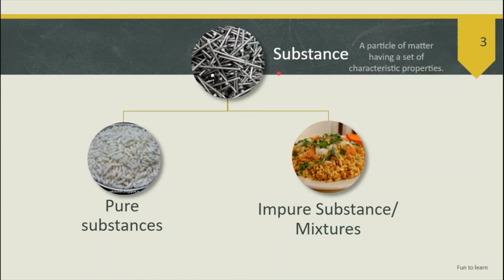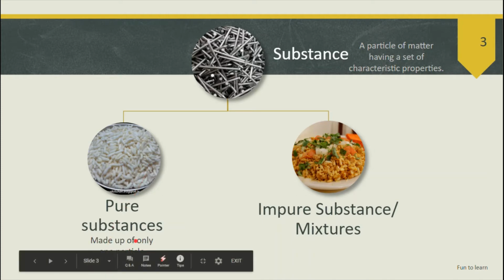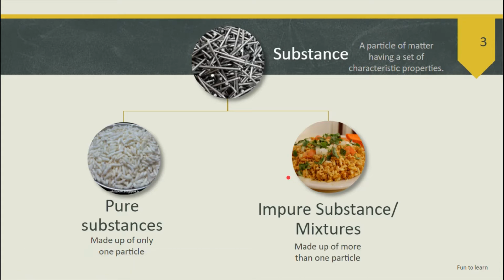So what is a substance? It is a particle of matter having a set of characteristic properties. Substances are divided into pure substances and impure substances, also known as mixtures. A pure substance is made up of only one type of particle, while an impure substance is made up of two or more kinds of particles. For example, in bhel, the whitish part can be considered a pure substance, while the bhel entirely can be considered an impure substance.